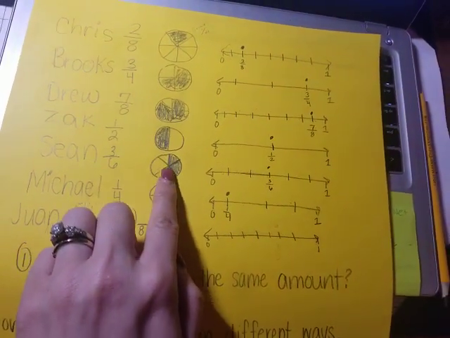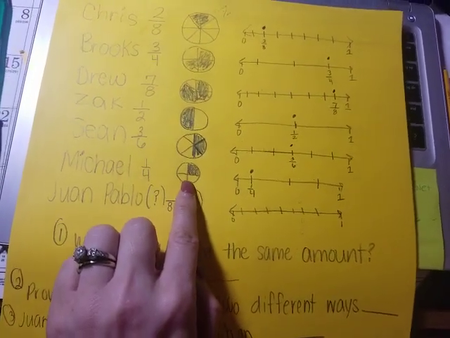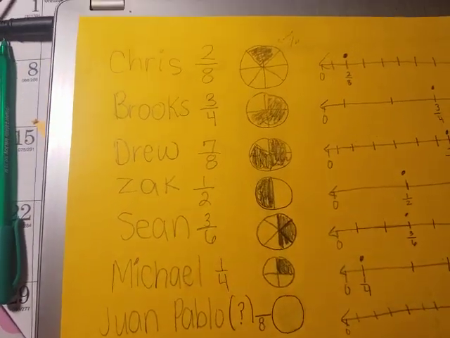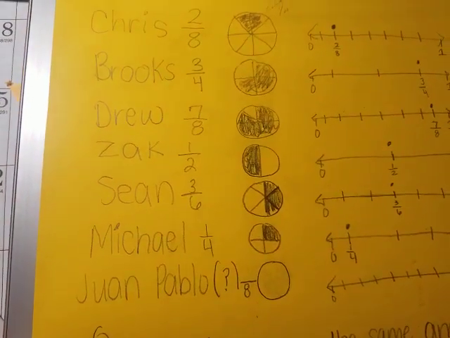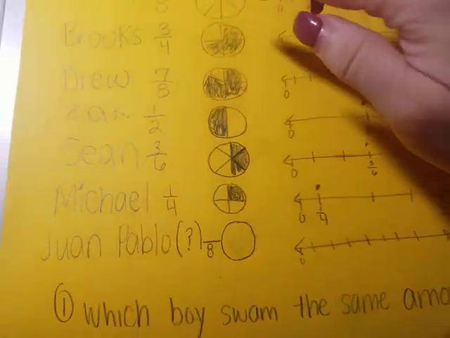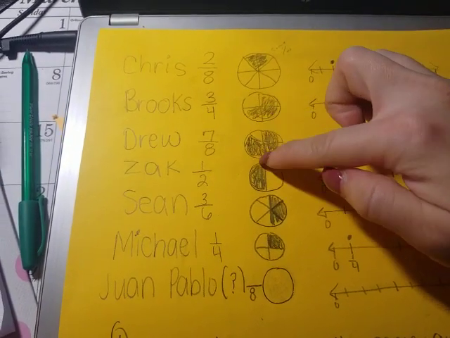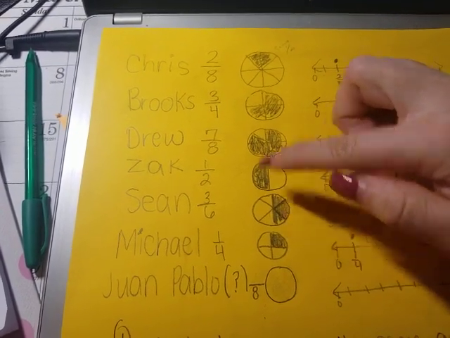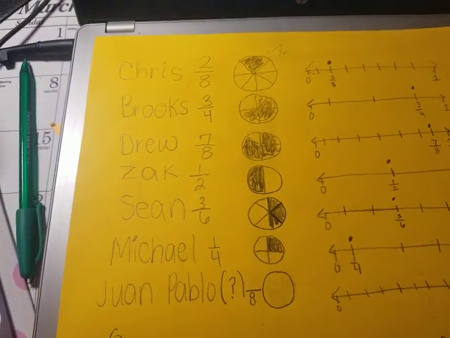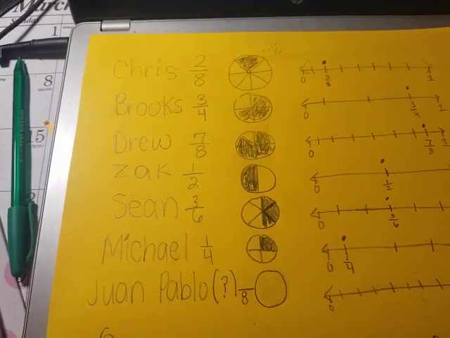For Sean, I cut 6 and then I colored in 3. For Michael, I cut in 4ths and I colored in 1. So just by looking at these, you are going to be able to tell me which boys swam the same amount. Looking at the shaded parts of each one, who can tell me which boy swam the same amount? Looking at the shaded parts, who can tell which 2 boys swam the same amount of time? And you just have to look at the shaded part if they're the same, which is equivalent.